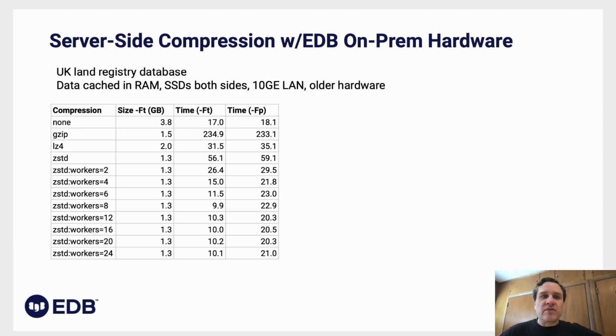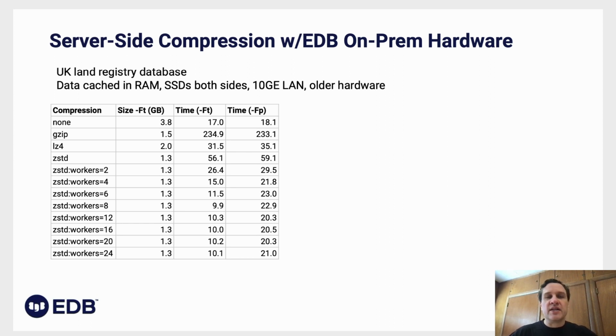Here are some benchmarking results that show the effect of using server-side compression. EDB has some on-premises hardware that I was able to use to test this. Thank you to EDB for providing access to that hardware. I loaded up the UK land registry database, which is about 3.8 gigabytes and has been used for other kinds of benchmarking and testing by PostgreSQL hackers in the past.